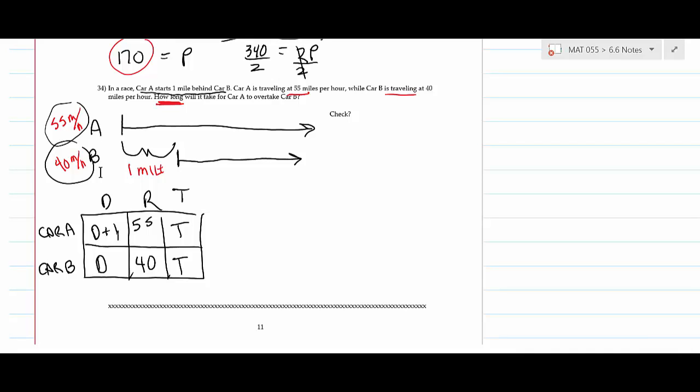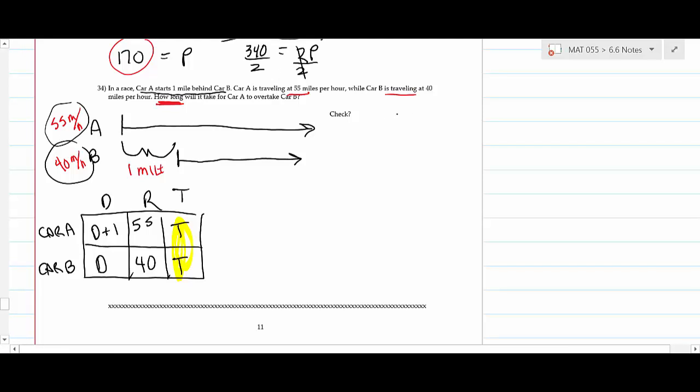I'm just saying, car A's got a longer way to go. It's going faster, right? Is that logical? Either that way or D and D minus 1, it'll work either way. Okay, now what's the same? Time is the same. So the way you're going to solve this problem is basically like this.